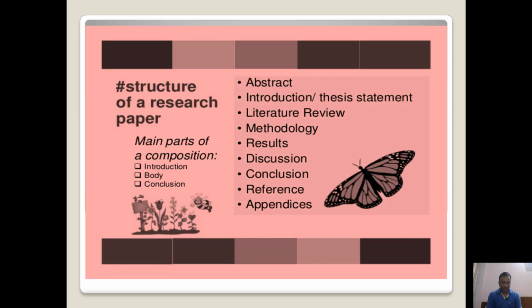Structure of research paper, we all should know, because the structure is given in different ways in different books, but certain points must be there in a research paper because it's a universal truth that you will have to follow these points. First one, there should be abstract, introduction, thesis statements, then literature review, then methodology, then results, then discussions, then conclusions, then references, and then appendices.